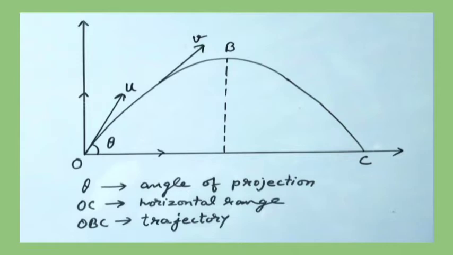Time taken by the projectile to describe the path OBC is called the time of flight. It is the time for which the projectile is in air. The path OBC is known as the trajectory, which is a parabolic path.